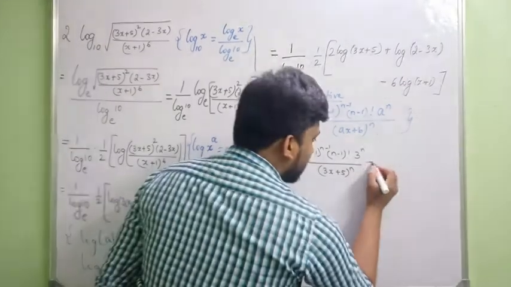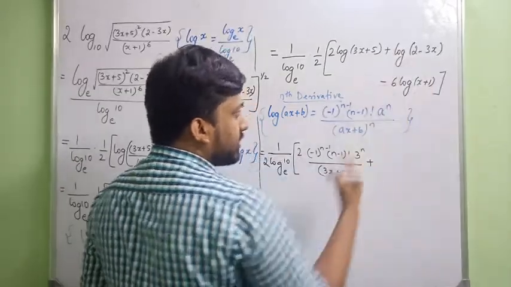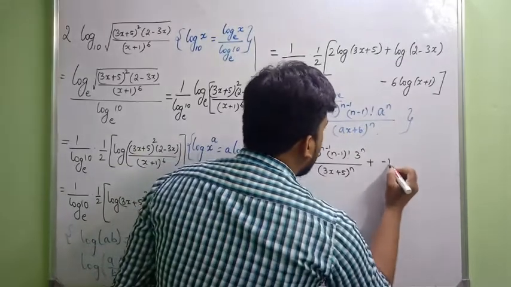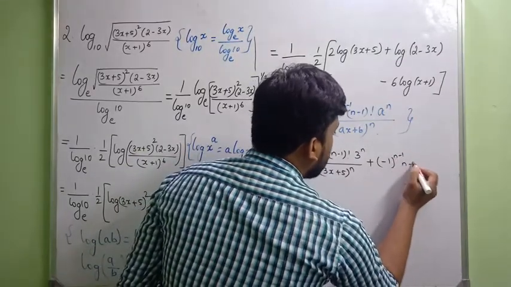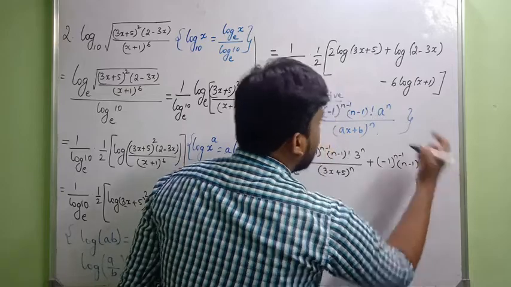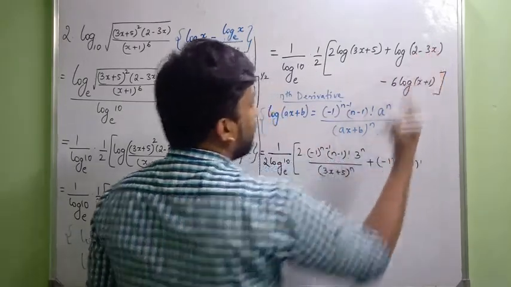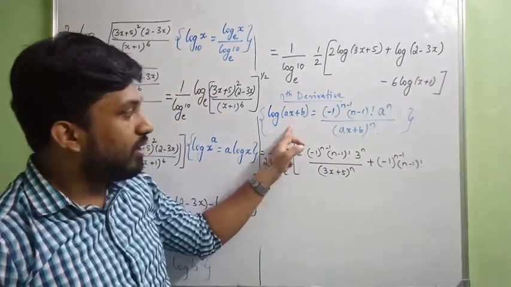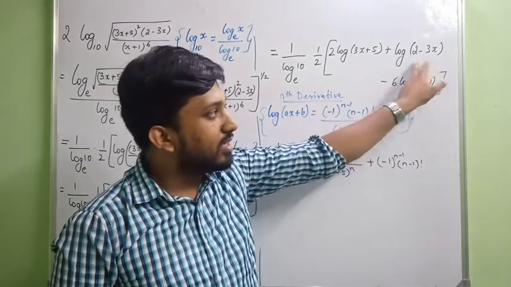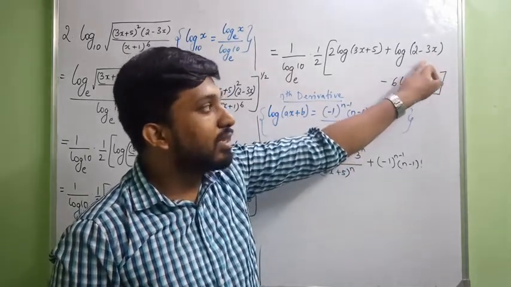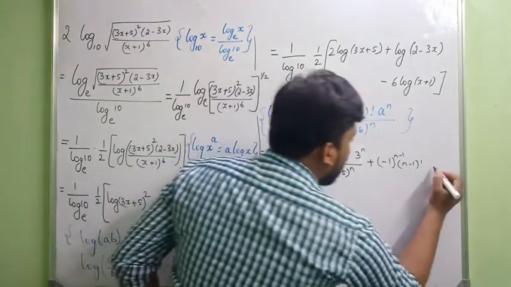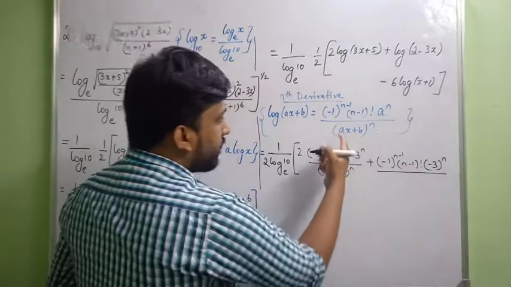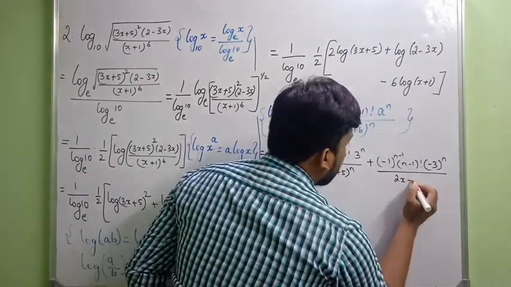So plus, again here we have log of 2 minus 3x. Here we don't have any coefficient, so directly you can apply this formula: minus 1 to the power of n minus 1, n minus 1 the whole factorial. Here a is minus 3. See, here it has been interchanged. It should be in the form of log of ax plus b. Here a is minus 3. Be careful, it has interchanged. So you can write this as minus 3x plus 2. So here it is minus 3 to the power of n, divided by 2 minus 3x to the power of n.